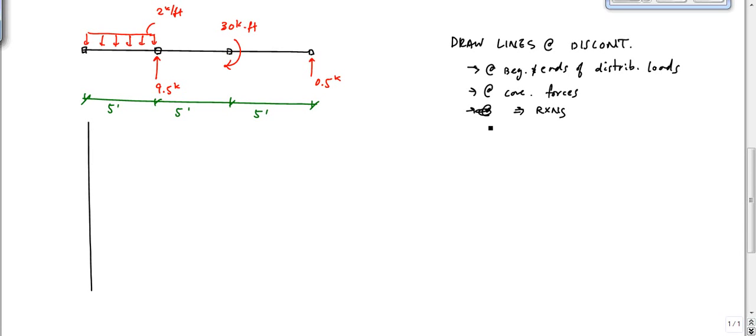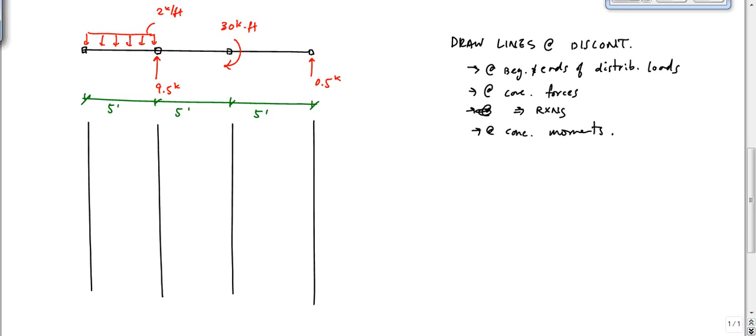Reactions, and then at concentrated moments, okay? And that'll do it. So if I look here, I have the beginning of a distributed load, I have the end of a distributed load, plus a concentrated load there. So I'm going to draw a line there. And then I've got a concentrated moment, and I have a concentrated load here, or a reaction.